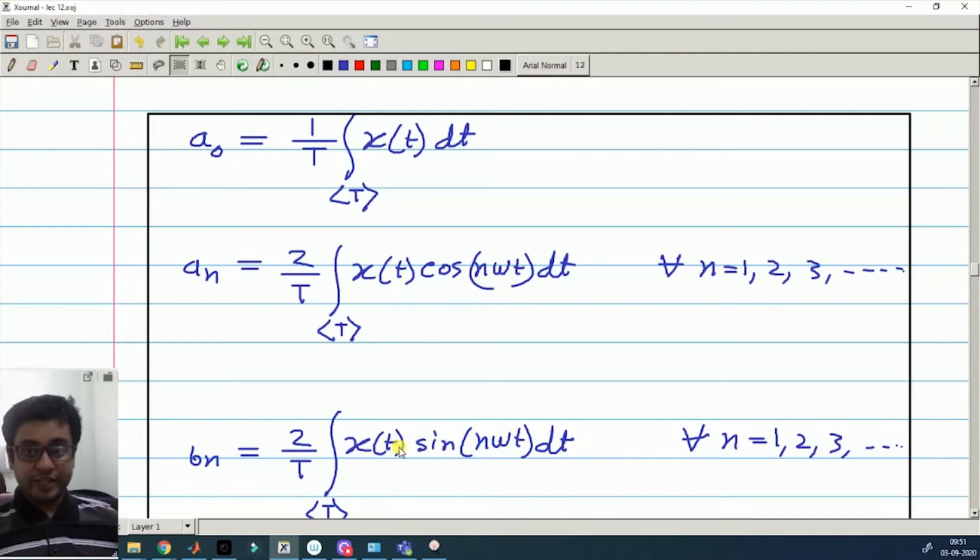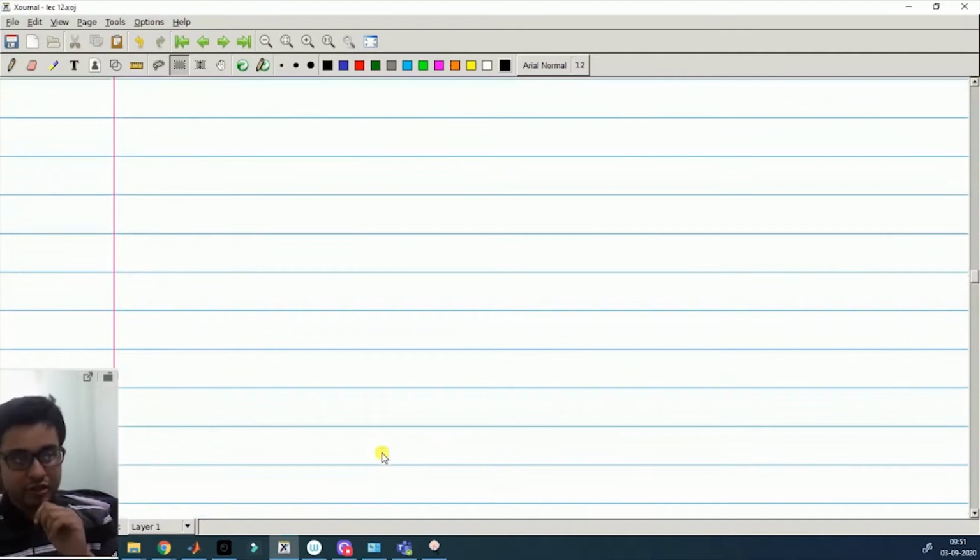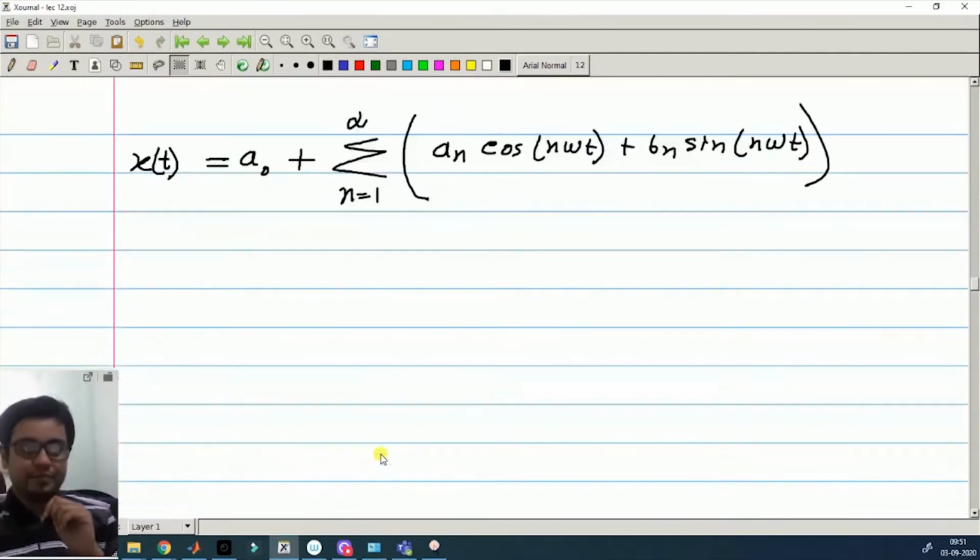Now it is very difficult to remember three formulas, and therefore there is a simple way out so that we can work with only one formula instead of three, and we shall see that simple trick today. So this is the Fourier series expression of a periodic signal x(t).